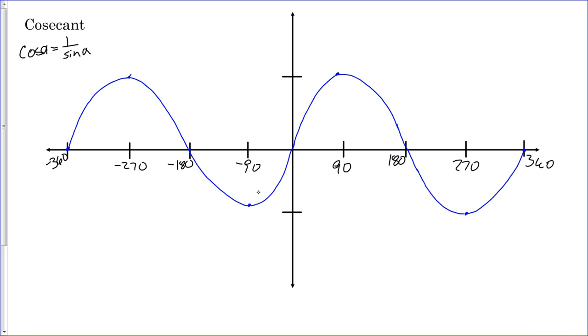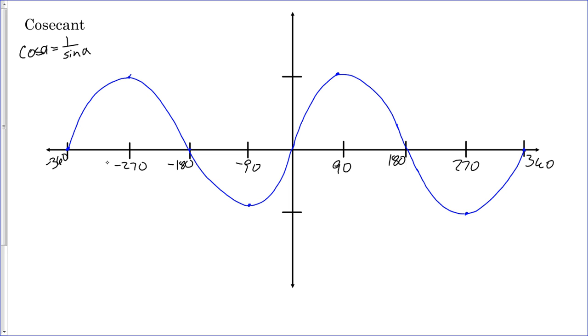Now, before I show you what it looks like, remember cosecant is simply 1 over sine. Okay, well, since this is 1, 1 over 1 is 1, this is -1, 1 over -1 is -1, same thing with these two. But what happens when it crosses the x-axis? Okay, well, the answer to that question is you're going to be dividing by 0. What happens when you divide by 0? It blows up. Or in graphic terms, it means you have an asymptote.